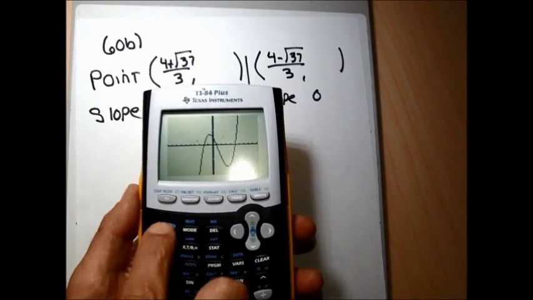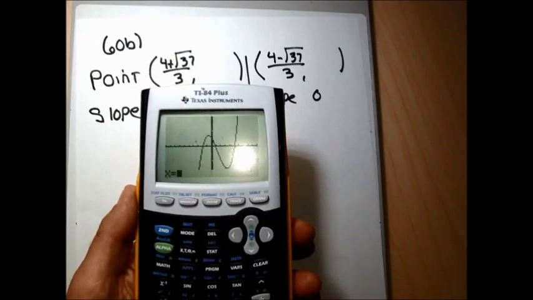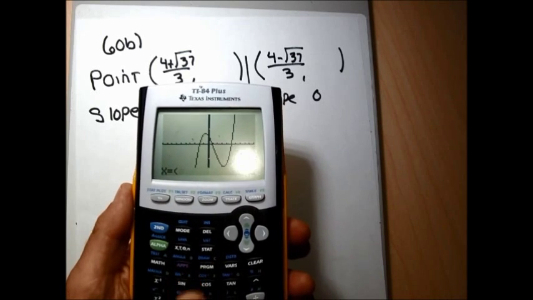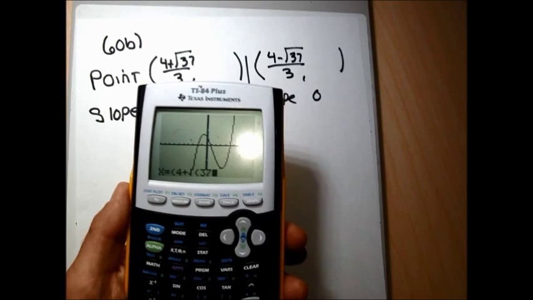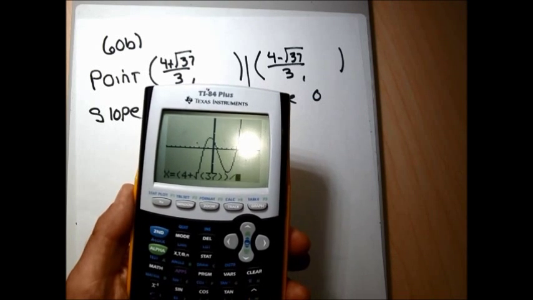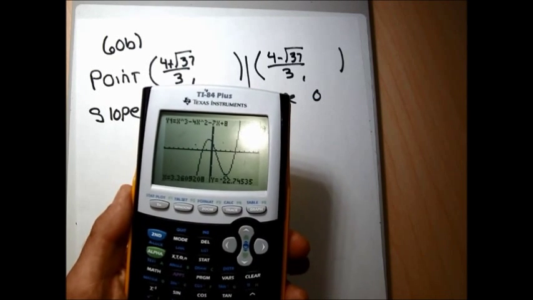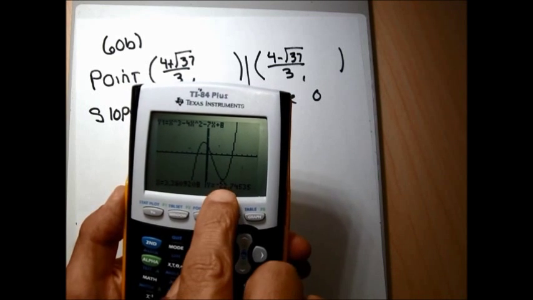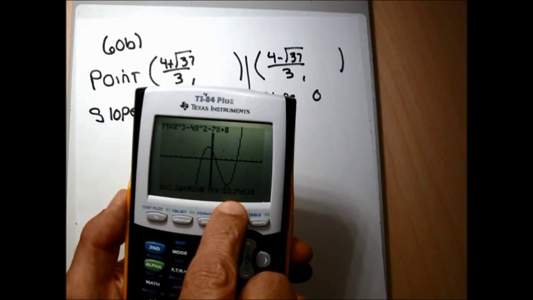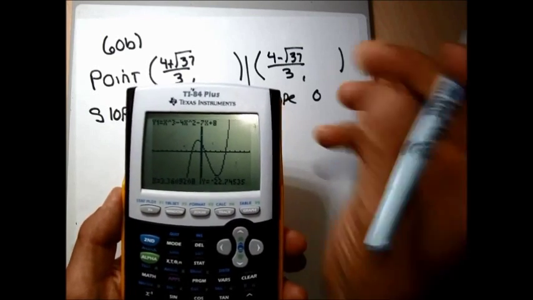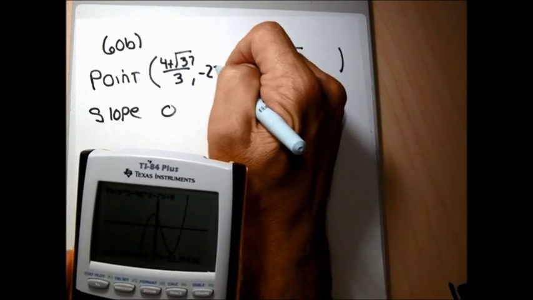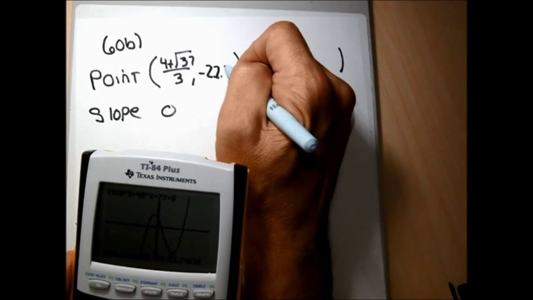I'm going to take this value and plug it in for x by going second calc value, and I'm going to go 4 plus second square root 37 parentheses parentheses divided by 3, and it shoots right down there at negative 22 point, I'll say 75. So the y-coordinate of this point is negative 22.75.